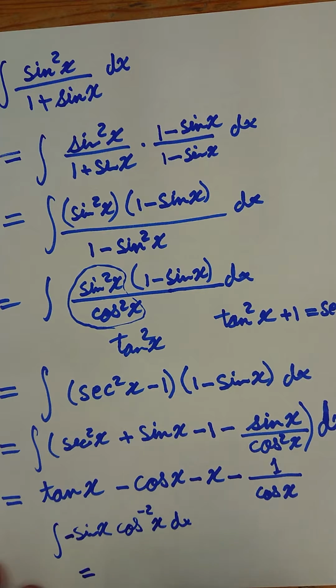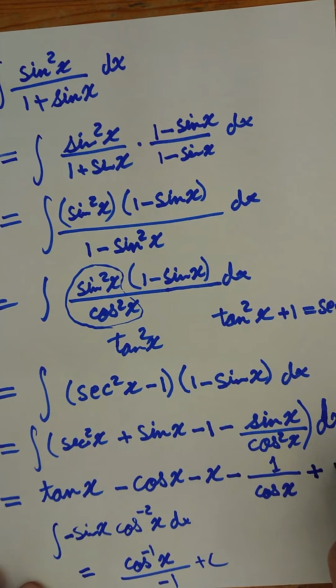So it is equal to, the integration, we will add 1 to the power of cosine. So it will be cosine power negative 1x. And after adding, we will divide by negative 1 plus c, of course. So the result is negative 1 over cosine x, and there is of course a plus c here.